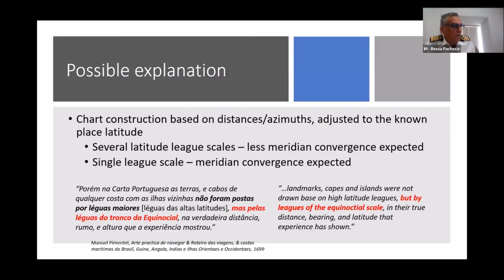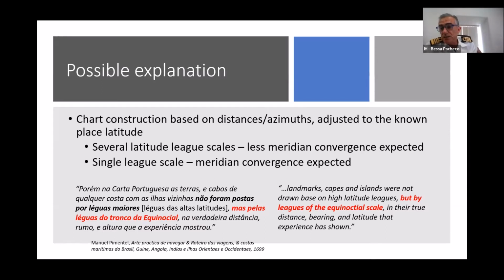And again, we have Manuel Pimentel in 1699 explaining how they would build these charts. And he was saying, landmarks, capes, and islands were not drawn based on high latitude leagues, so they wouldn't change the scale, but by leagues of the equinoctial scale in their true distance, bearing, and latitude that experience has shown.